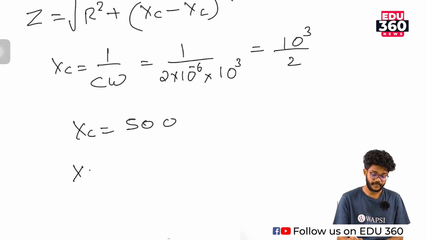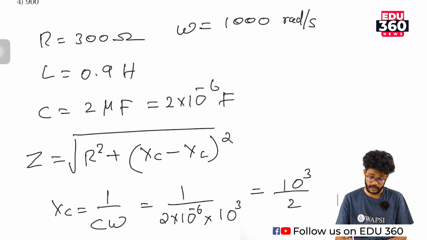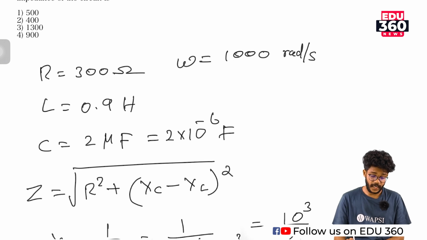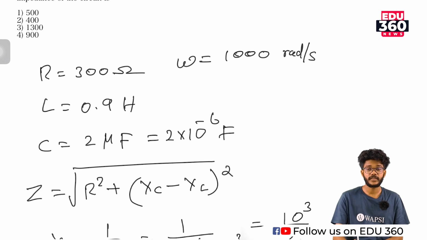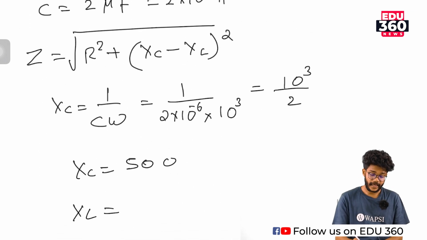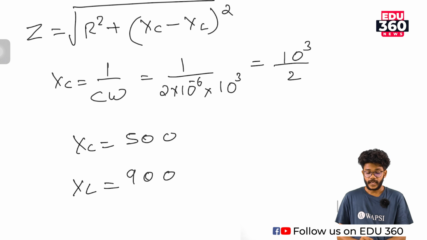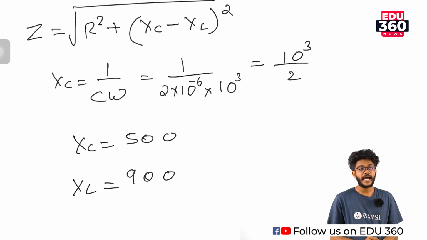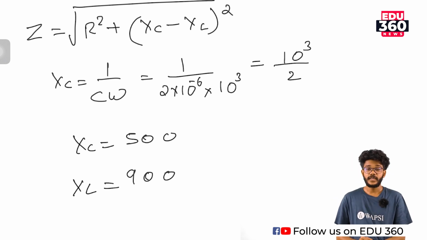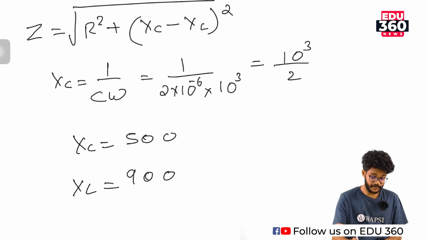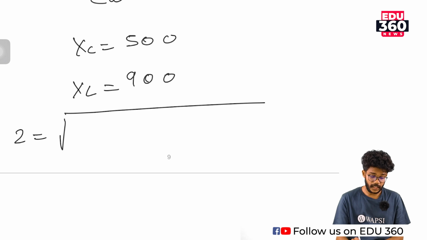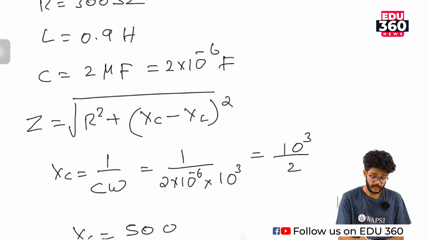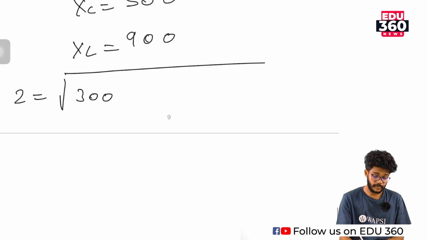What is XL? XL is nothing but L omega. L is 0.9, so 0.9 into 1000 is 900. So XL is 900, and the difference between XC and XL is 400. We take the square of 400, and Z is equal to root of R square, R is 300, so 300 square plus 400 square.